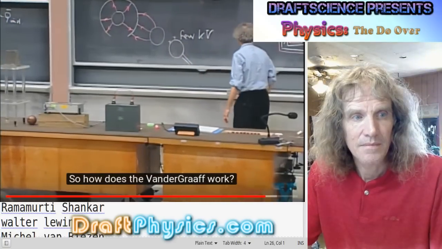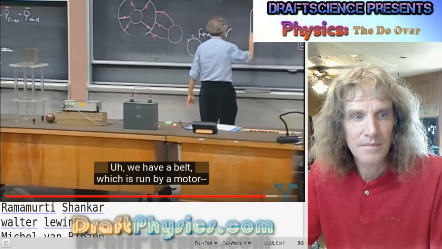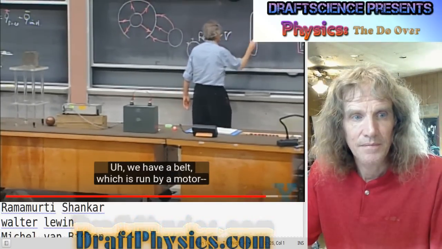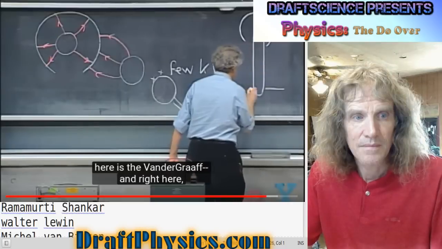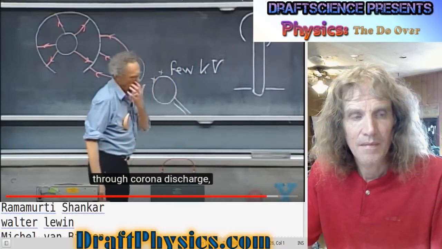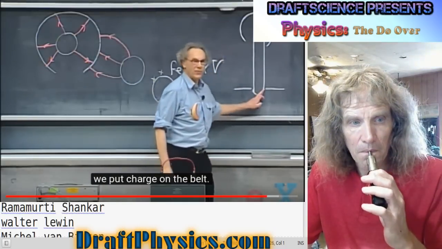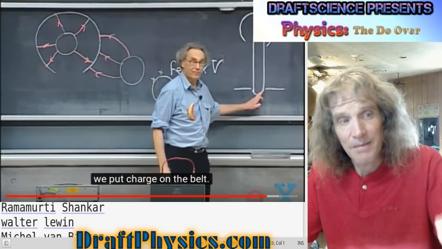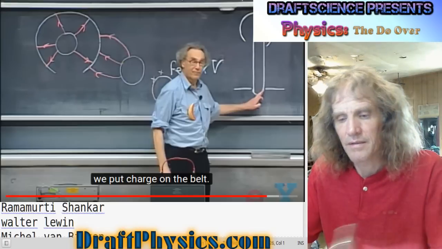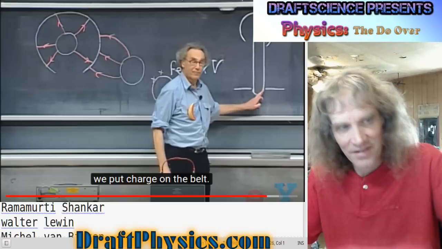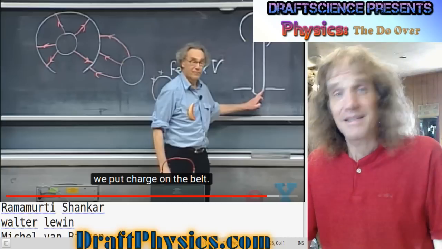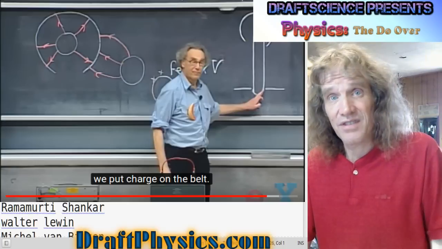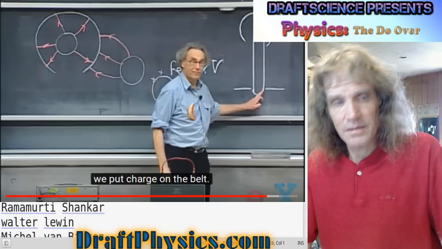So how does the Van de Graaff work? We have a belt, which is run by a motor. Here is the Van de Graaff. And right here, through corona discharge, we put charge on the belt. So through the same process that's ruining the capacity of the Van de Graaff, corona discharge was the word I was looking for before. That's the leaking. That's the stuff you don't see. No spark, but it just leaks.